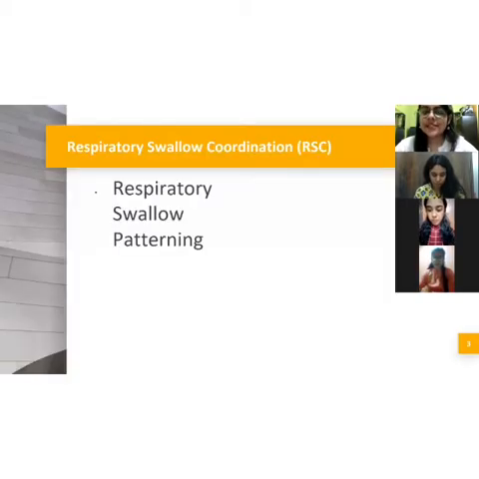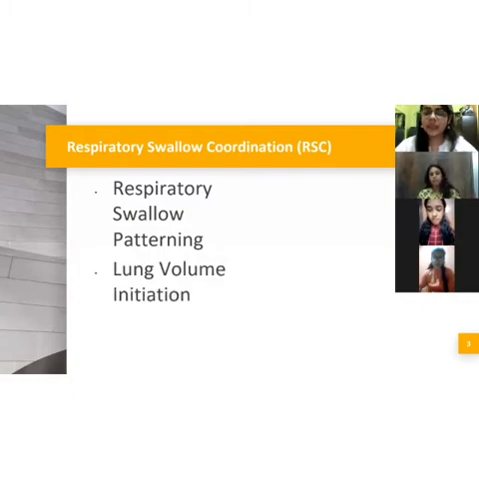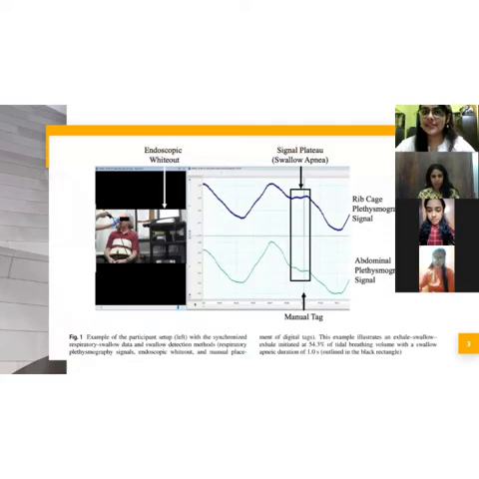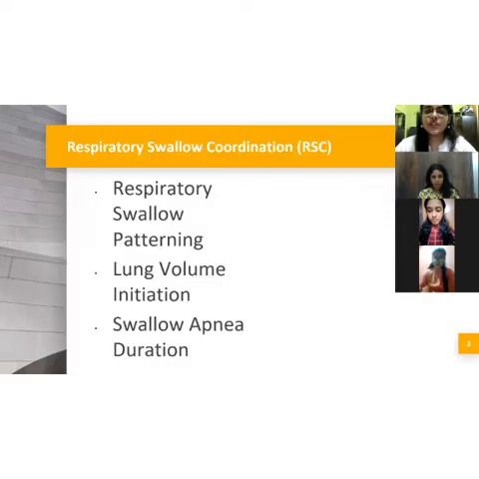Now, to understand this, there are three parameters which come under RS: respiratory swallow patterning, lung volume initiation, and swallow apnea duration. Now, in one liners, let's understand this very thoroughly. Okay, first one was respiratory swallow patterning. That is the amount of inhalations and exhalations that we do before our swallow and after our swallow. So that is pre-swallow initiations, post-swallow initiations. Okay, the number of swallows that we take.